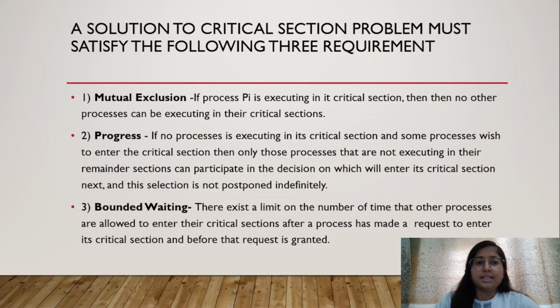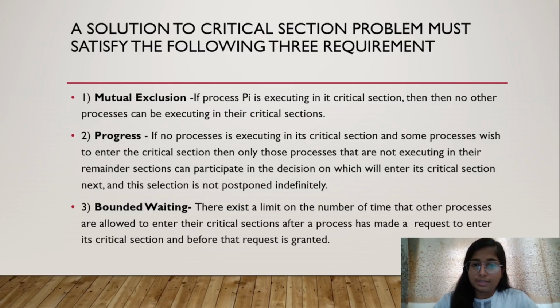Now let's see the solution. Whatever the solution to the critical section problem is, it must contain these three points. First is mutual exclusion, second is progress, third is bounded waiting. In mutual exclusion, whenever a process is executing in its critical section, no other process can be executing in its critical section. As I explained earlier, it means that no two processes can execute in their critical sections at the same time.